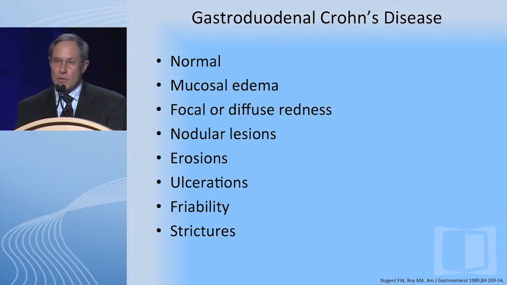Let's talk about gastroduodenal Crohn's disease. It's not common, but it's not rare. And a number of cases may have visually normal mucosa, or there may be mucosal edema, focal or diffuse redness, nodular lesions, erosions, ulcerations, friability, and strictures.